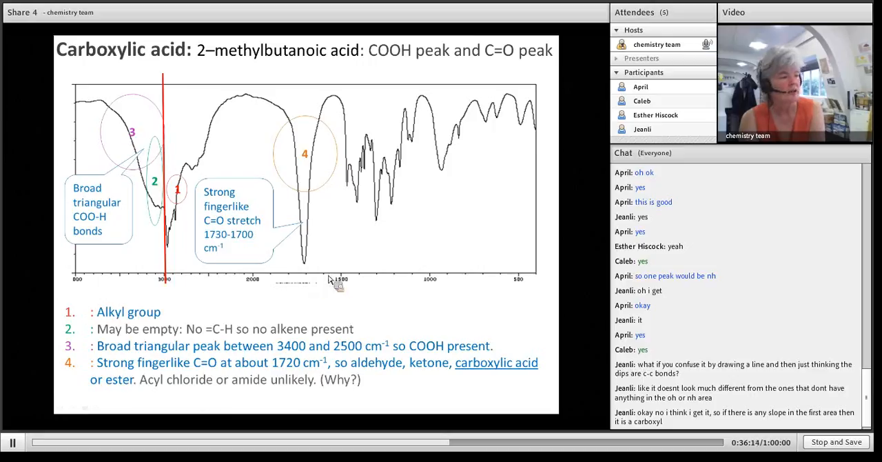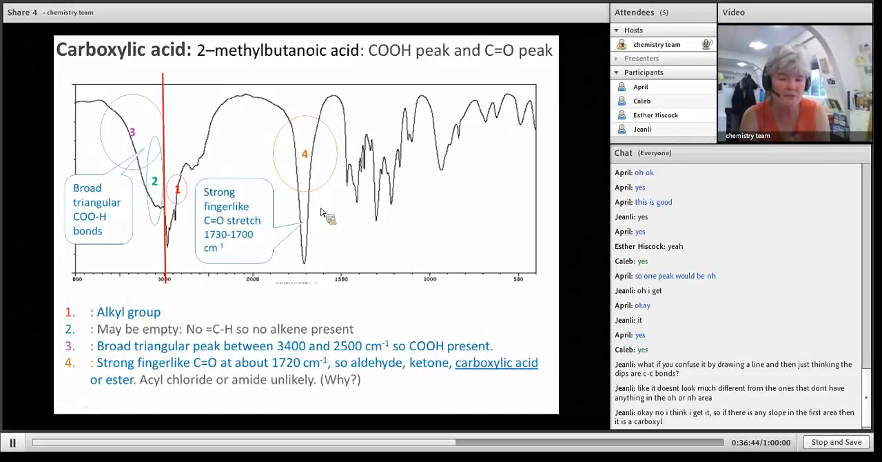So if you have anything between 17, because there's 15, so that's 16, that's 17, between 17 and sort of 1750, it could be any one of those four. A carboxylic acid, I mean, that tells you it's carboxylic acid. So, I mean, that'll be quite clear. But for an aldehyde, ketone, or an ester, they'll all be in that area. An amide is always lower down. It's always below the 1600.